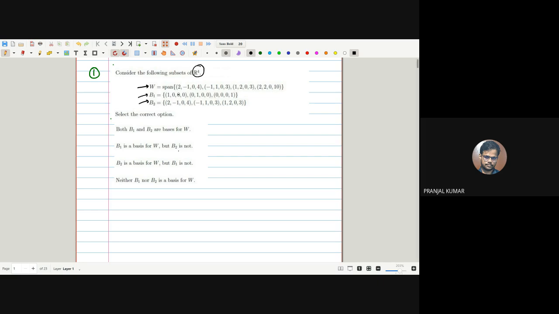So first of all, always know that whenever there is a span of a subset, the span of any set is always a subspace. Is this part clear? Span of any set is a subspace. So basically span and subspace are the same thing. Span is equivalent to subspace. Clear? Anyone any doubt here?